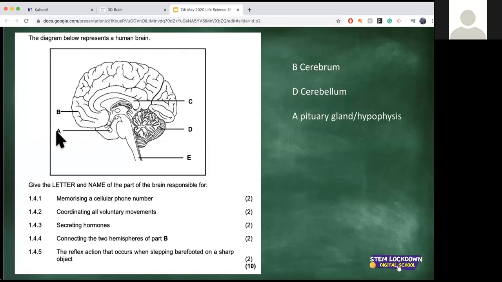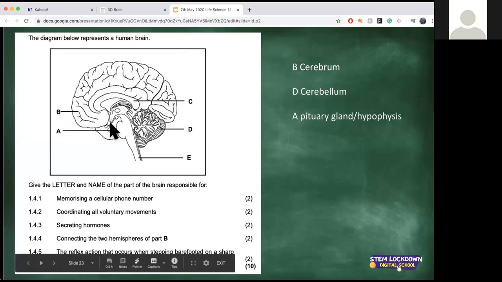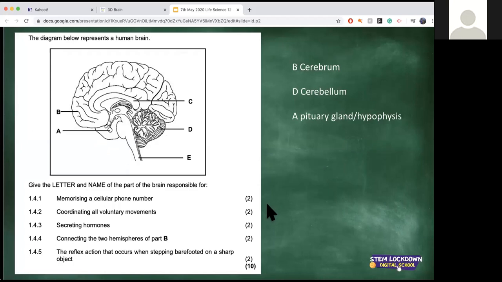So for secreting hormones, your pituitary gland that's right in the middle of your brain is incredibly important. Connecting the two hemispheres. Which one of those is connecting the two hemispheres? And it's got a double barrel name. It's got two things, corpus something. What part is connecting the two brains, the left and the right hemisphere? Yeah, number C. Number C is the corpus callosum. Corpus callosum. It connects the right and the left hemisphere of the cerebrum.